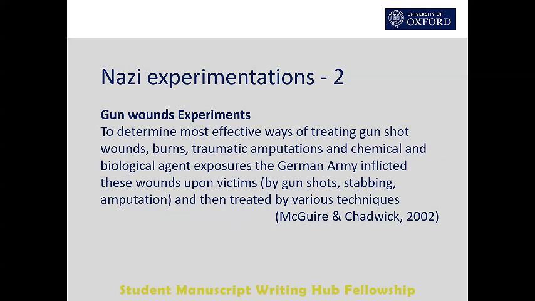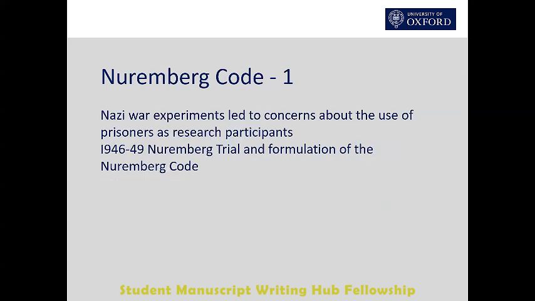Other experimentation included gun experiments to determine effective ways of treating gun wounds, burns, traumatic amputation, and chemical or biological agent exposure. So you inflict this wound, you shoot them, and then say, what way to treat them? What is the result of this gun wound? How does it shatter the bone? In what direction? You stab, you purposefully inflict just to see what happens. And so it led to concerns about the use of prisoners in research, as research participants.